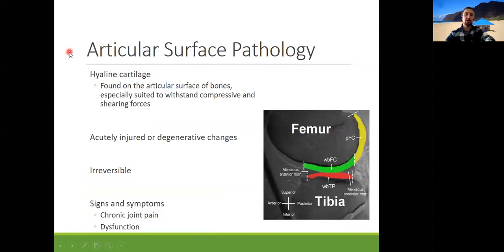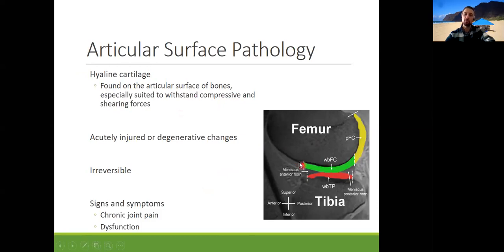Okay, the articular surface. So where two bones come together, remember that hyaline cartilage on the end of the weight-bearing surface of the bones, right? So here we see the knee. That hyaline cartilage is very special because it absorbs compression and shear forces, and it's particularly slippery.